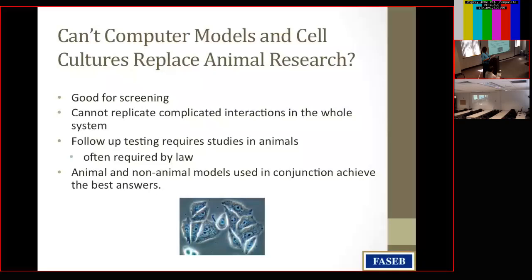In addition, follow-up testing in animals is often required by law. You may have heard of what's called the 2-animal rule, and the FDA typically requires that a new biologic product or drug be tested in more than one animal species before it can be tested in humans or approved for human use. So again, while in vitro models are important, at this time they don't have the power to completely replace animals.